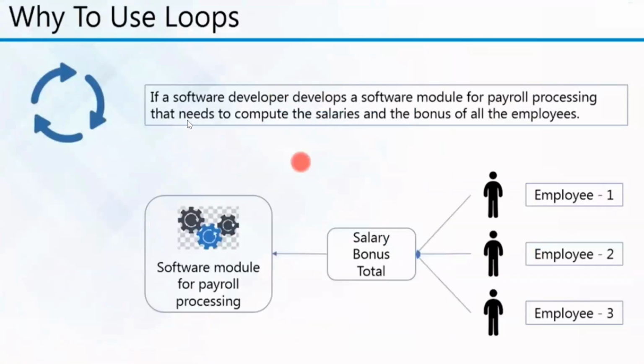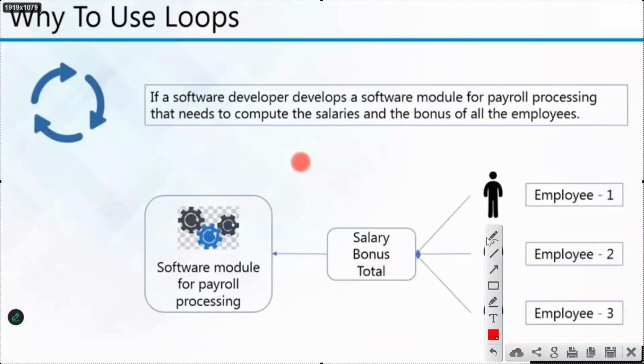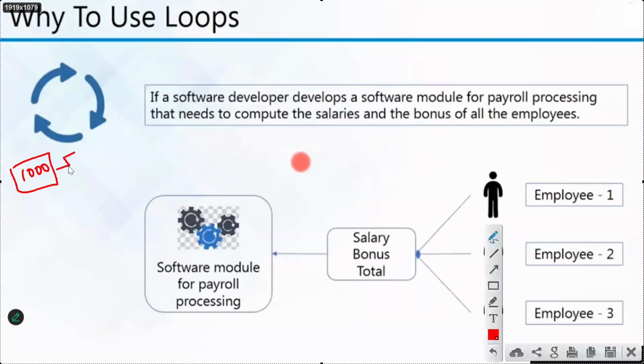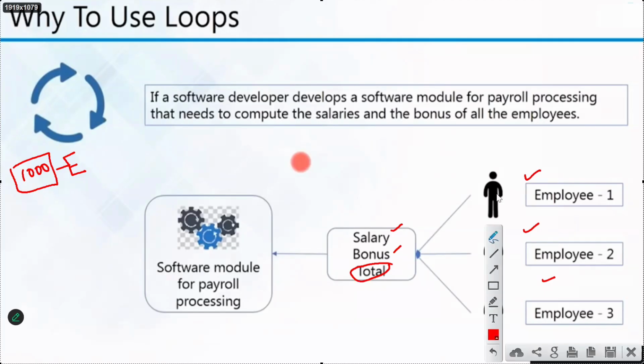What is the use of loops? For example, guys, I have a group of employees. For example, I have 1,000 employees in the organization. I want to calculate the salary. So the salary date has come. I want to calculate the salary of each and every employee. So what I do, I will take the data of employee one, employee two, employee three, and I will calculate the salary, the bonus, the total salary and all. If you want to do it for 1,000 employees, it will take a lot of time.